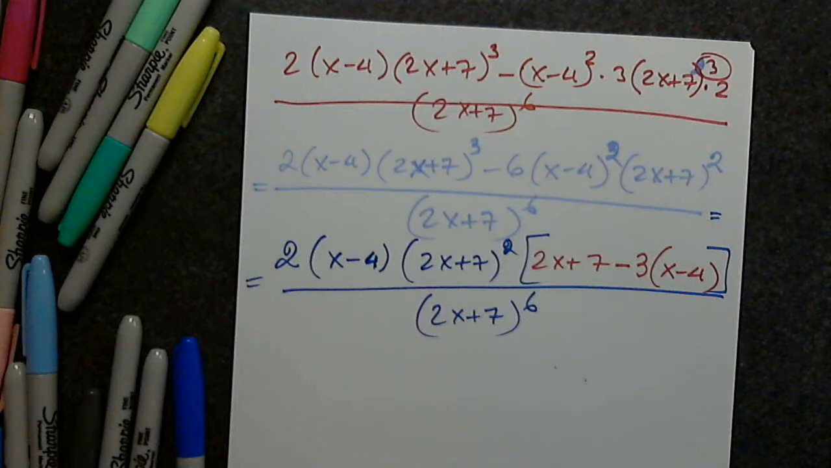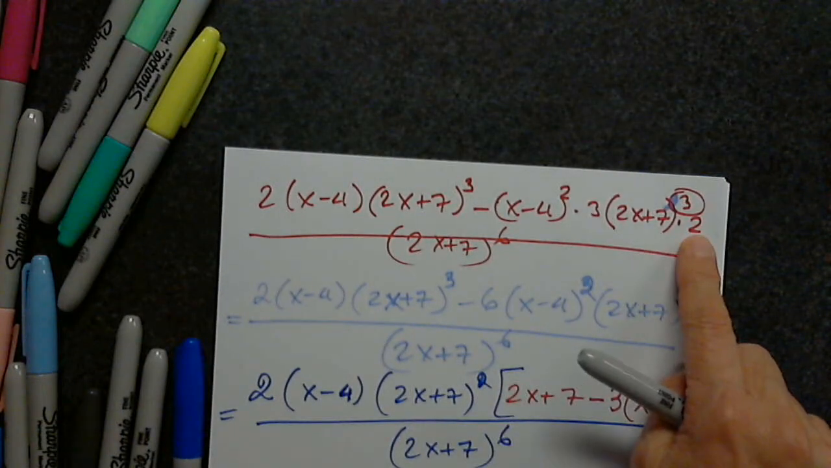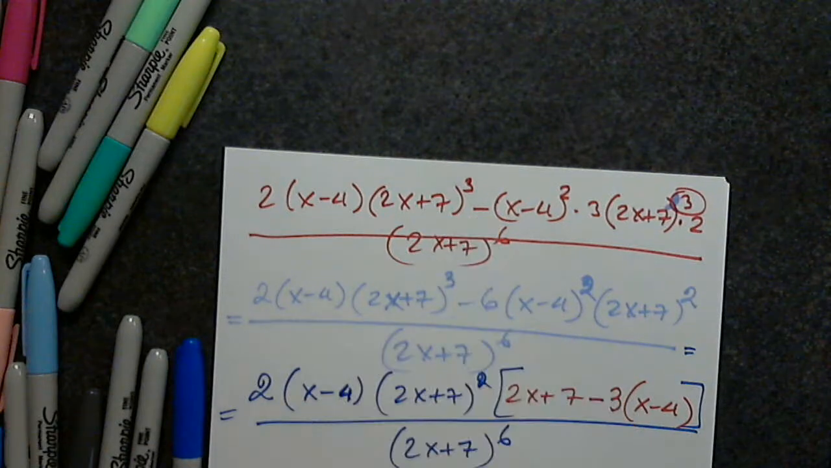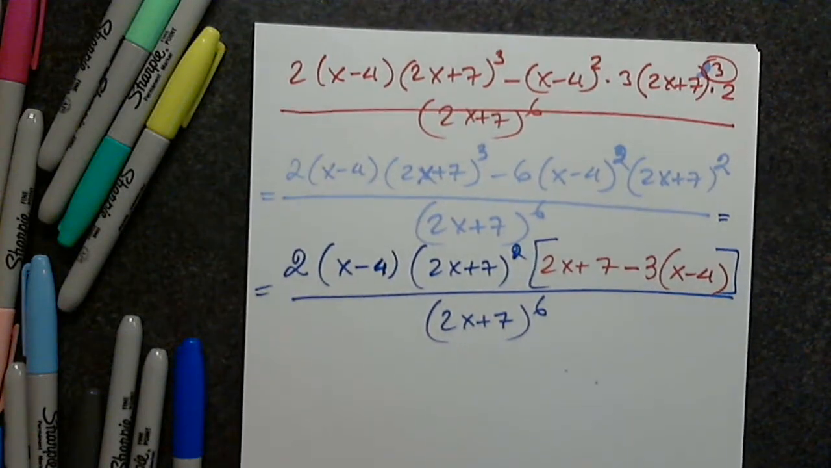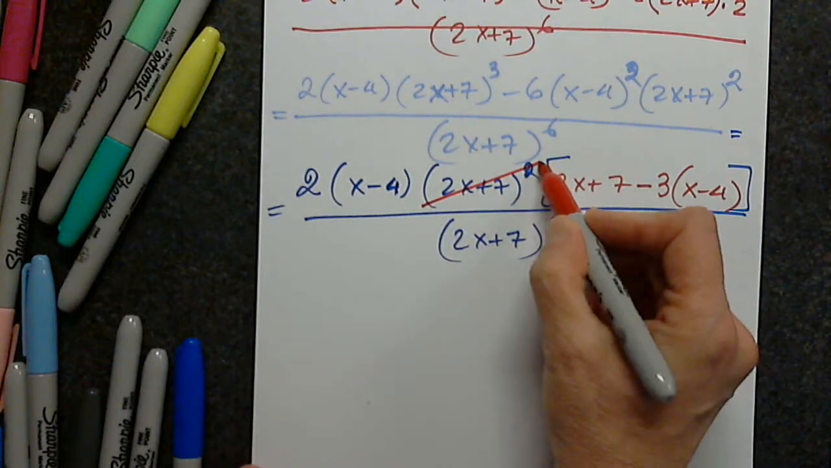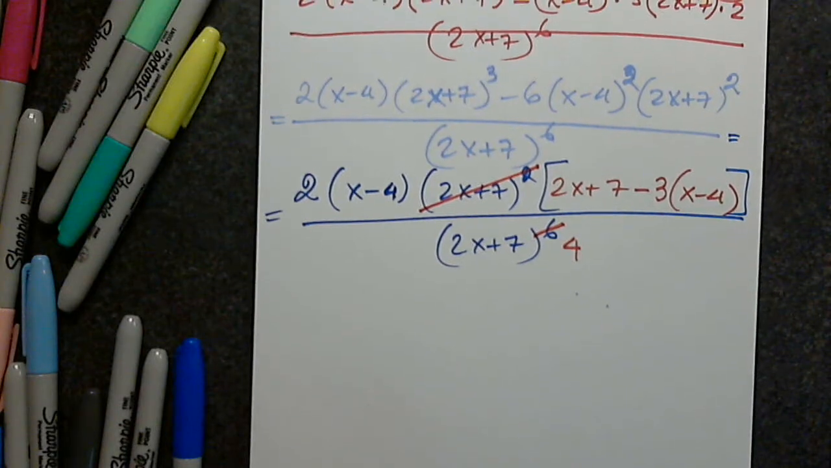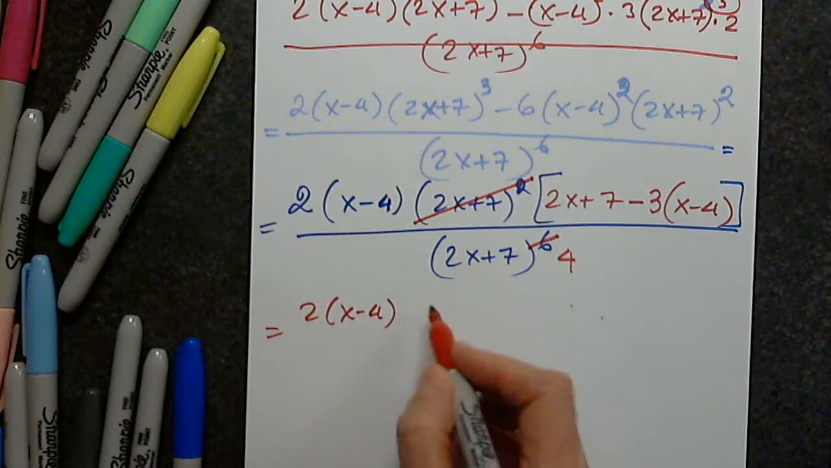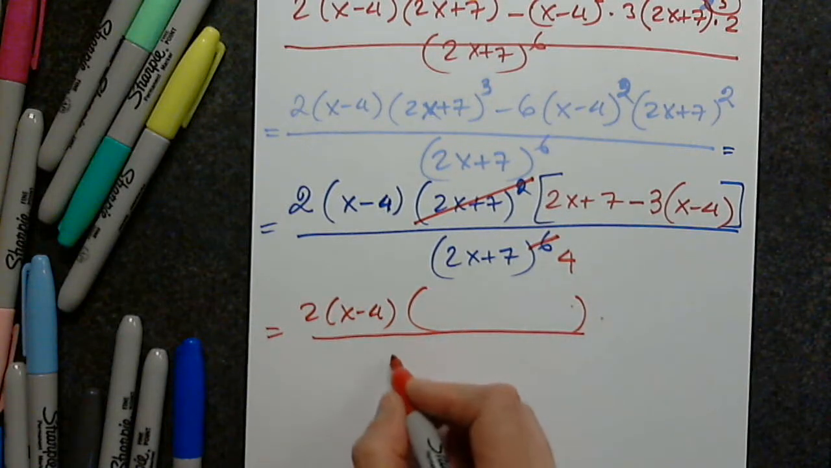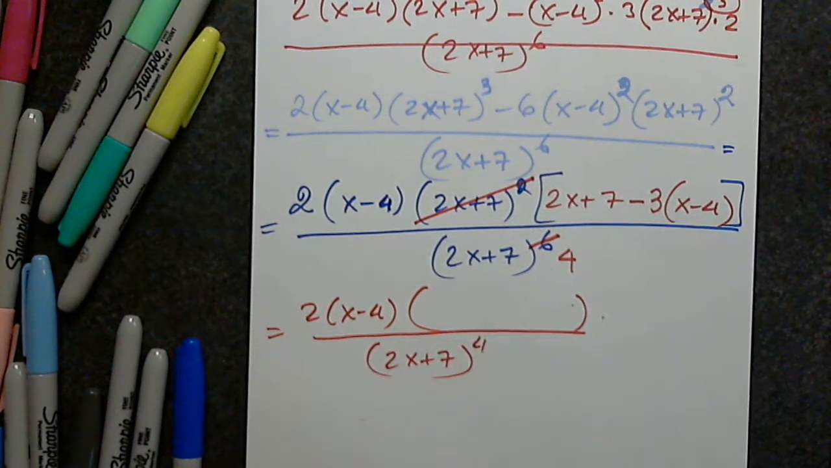Where did that -6 come from? One more time. 3 times 2 with -1. Better? Okay. So then I will simplify 2 of those with 2 of those because I'm allowed to simplify factors. So then 2, x minus 4, and we'll see in a minute what we have left in parentheses. This is the exponential rules. I remove 2 factors of 2x plus 7 from the top and 2 factors of 2x plus 7 from the bottom. I'm allowed to simplify factors.